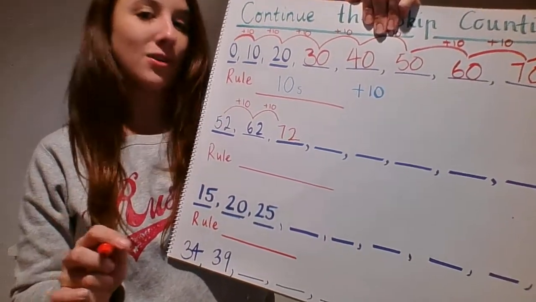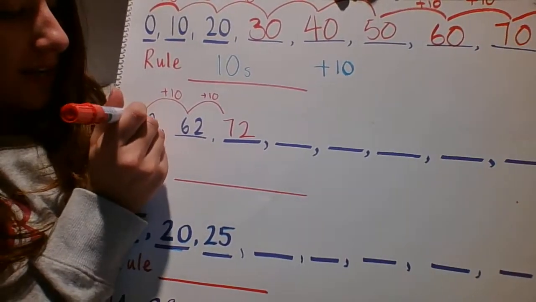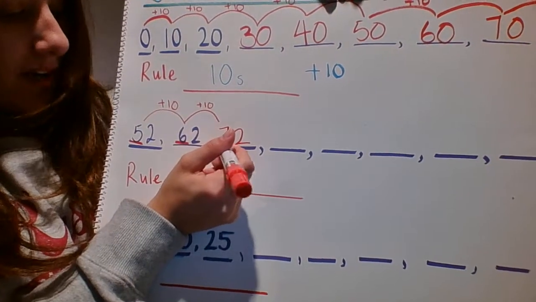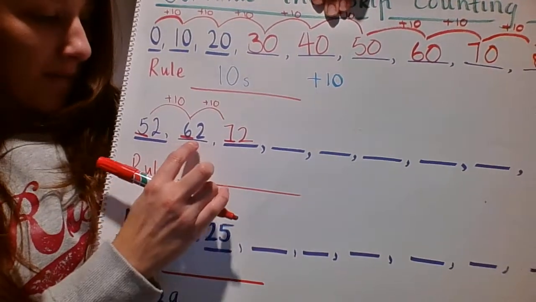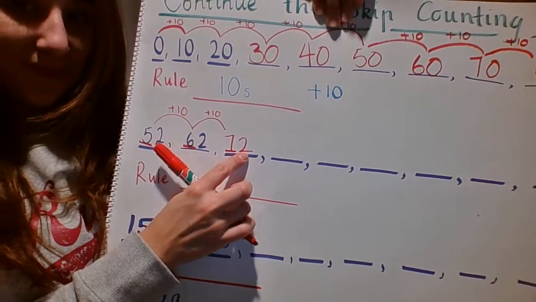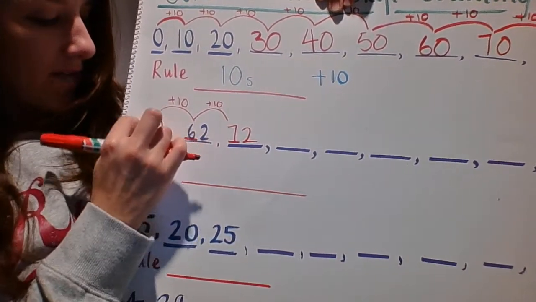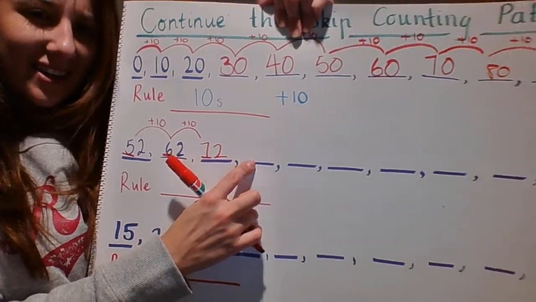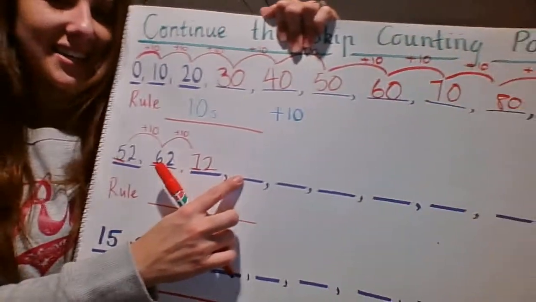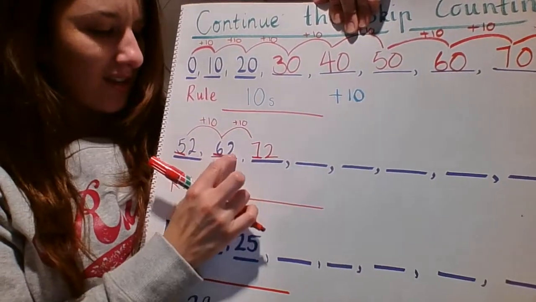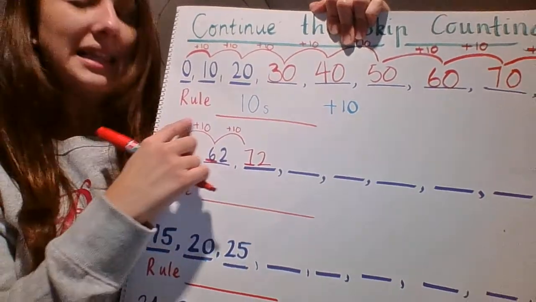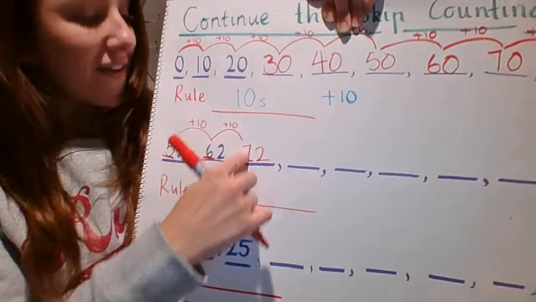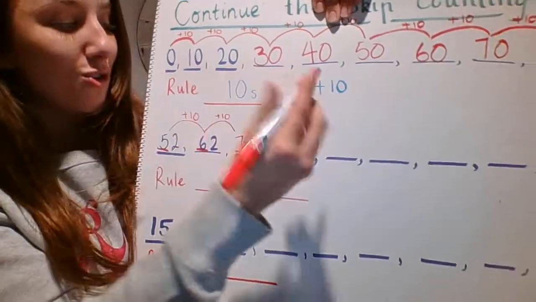I want you to have a look at this, boys and girls. My tens column is changing. It's getting bigger by 1 every time. But my ones column is staying the same. So if I've got a 5 in the tens column, then a 6 in the tens column, then a 7 in the tens column, I think the next number is going to have an 8 in the tens column. And I think the ones number is going to stay the same. I want you to listen to it really carefully. 52, 62, 72, 82.